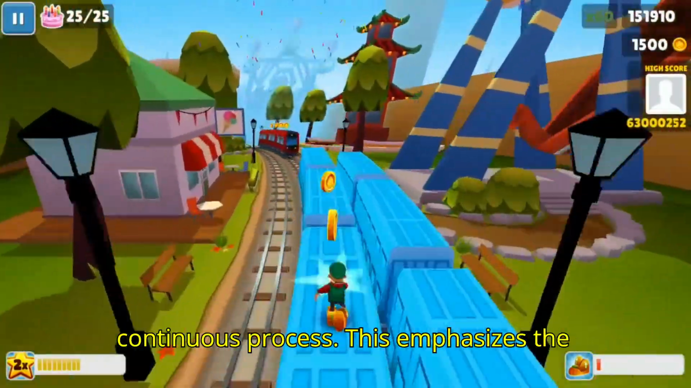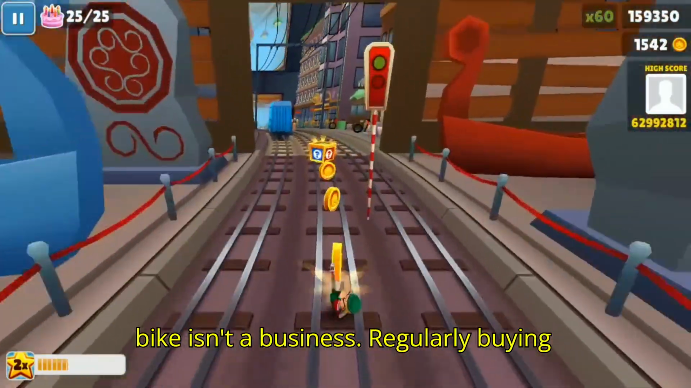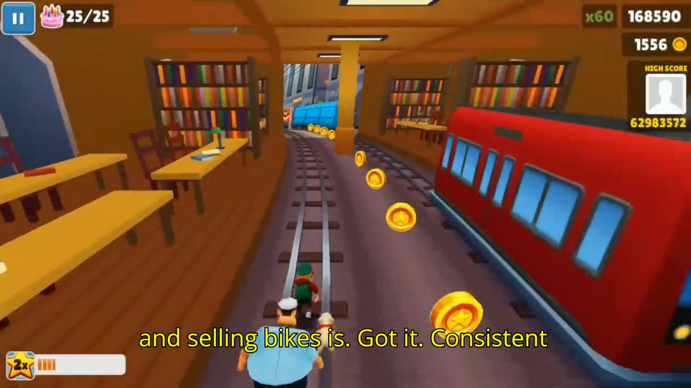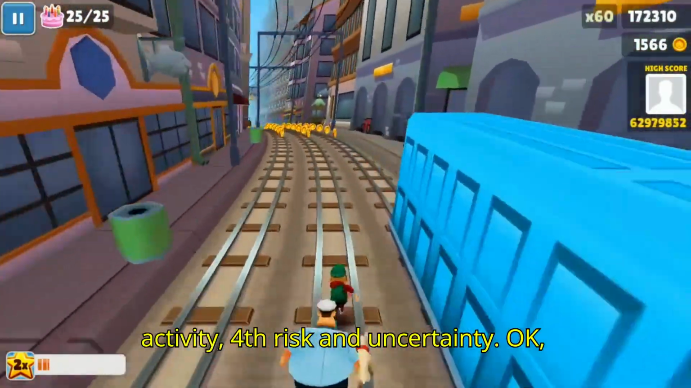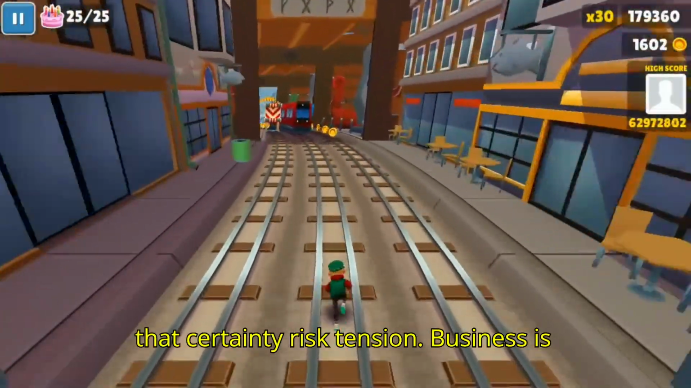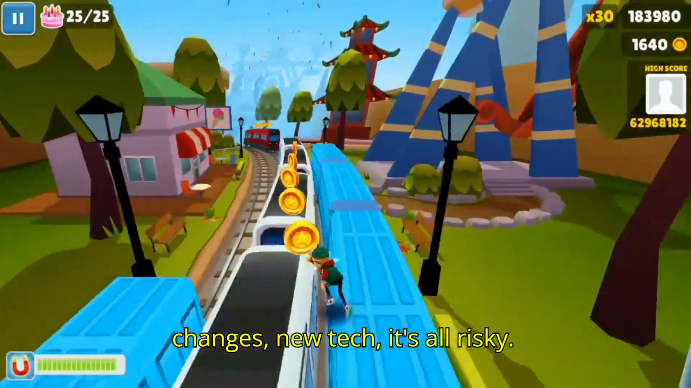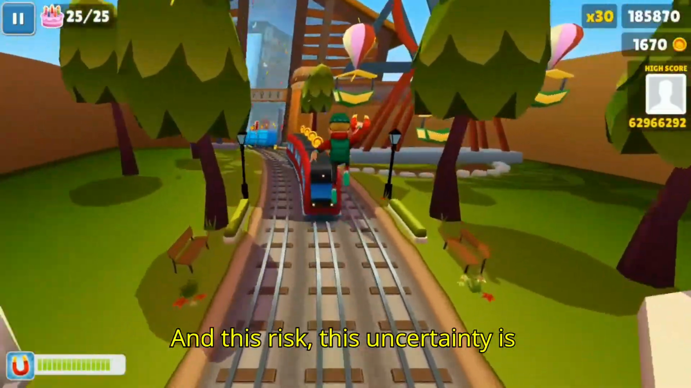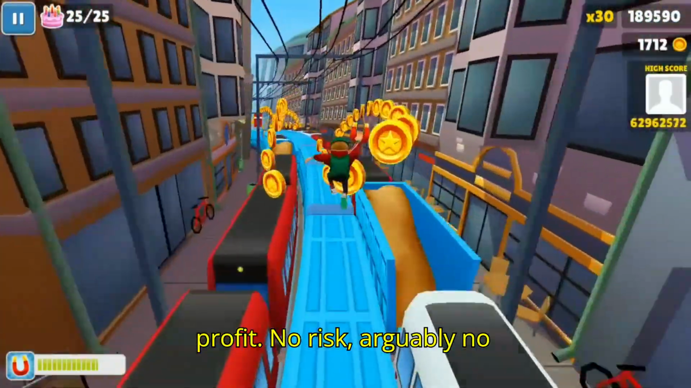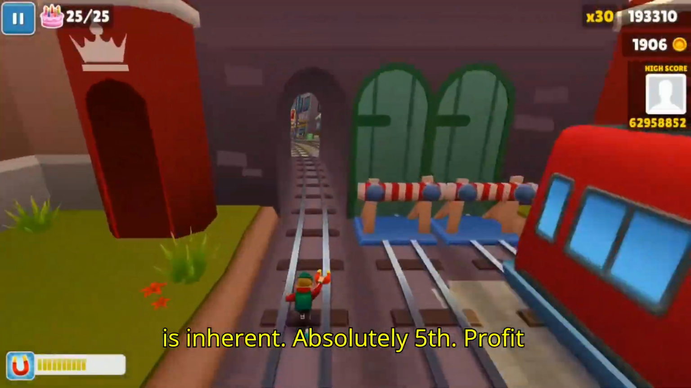Third, continuous process. This emphasizes the regularity we mentioned. Selling your old bike isn't a business. Regularly buying and selling bikes is. Got it. Consistent activity. Fourth, risk and uncertainty. Okay, this is huge. It's central to that certainty-risk tension. Business is never certain. Competition, market changes, new tech, it's all risky. And this risk, this uncertainty, is actually what justifies the potential for profit. No risk, arguably no justification for large profits. So risk is inherent. Absolutely.